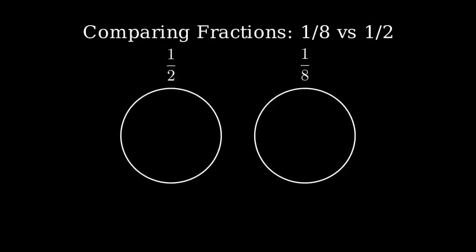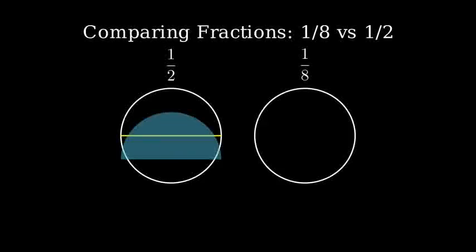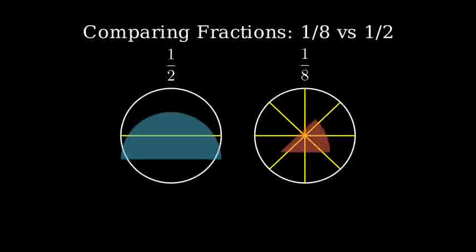Let's compare the fractions 1/8 and 1/2 to see which one is greater. Let's visualize these fractions using two identical circles. Here's our first circle representing 1/2, and here's another identical circle. If we divide the first circle in half, we can see what 1/2 looks like. And if we divide our second circle into 8 equal parts, we can see what 1/8 looks like.